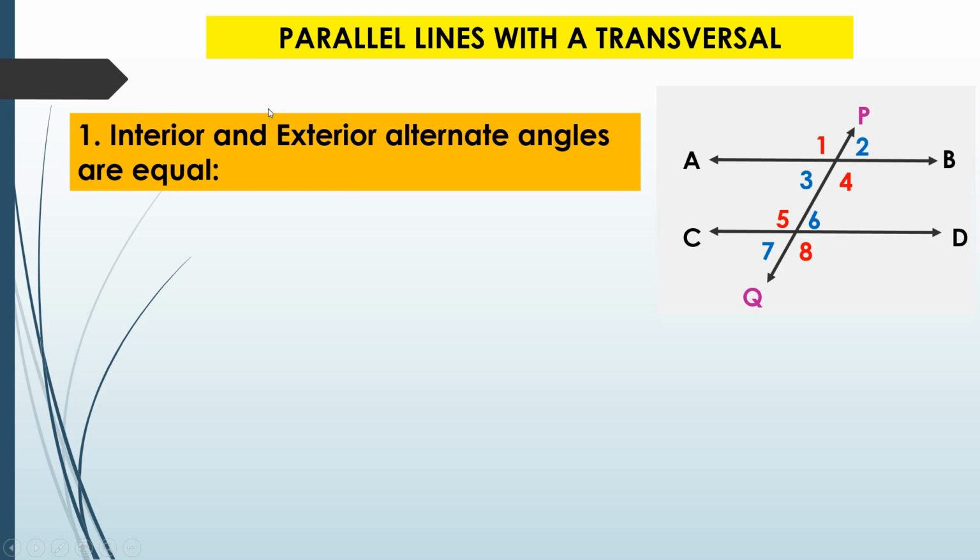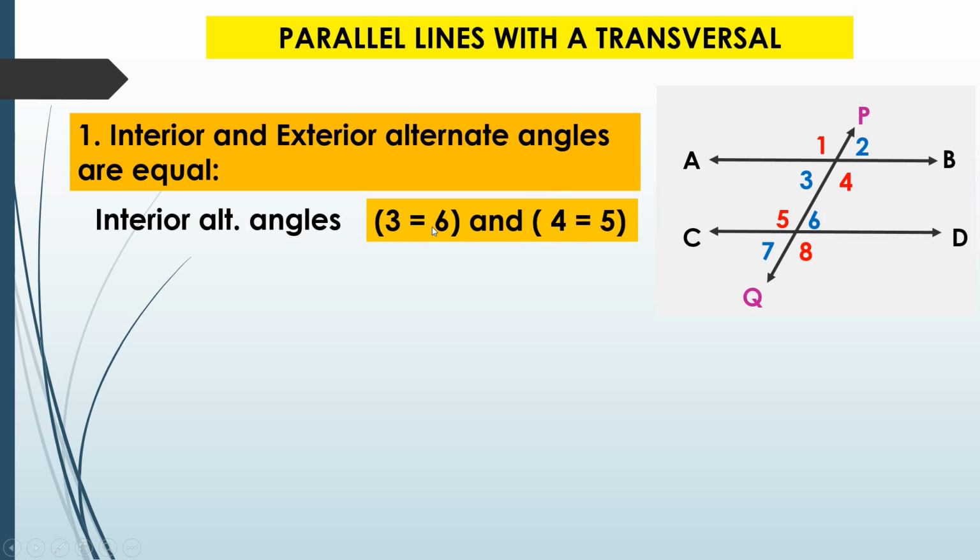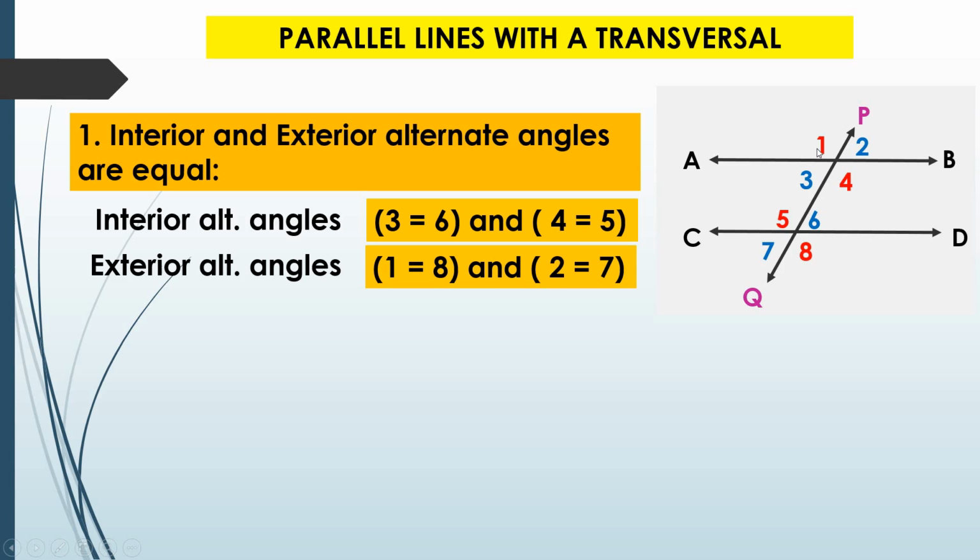But here, if the lines are parallel, then interior and exterior alternate angles are equal. What are the interior alternate angles? 3 and 6 will be equal, and 4 and 5 will be equal. So angle 3 will be equal to angle 6, and angle 4 will be equal to angle 5. In the same way, the exterior alternate angles will also be equal. Angle 2 and 7, and angle 1 and 8, will be equal to each other.